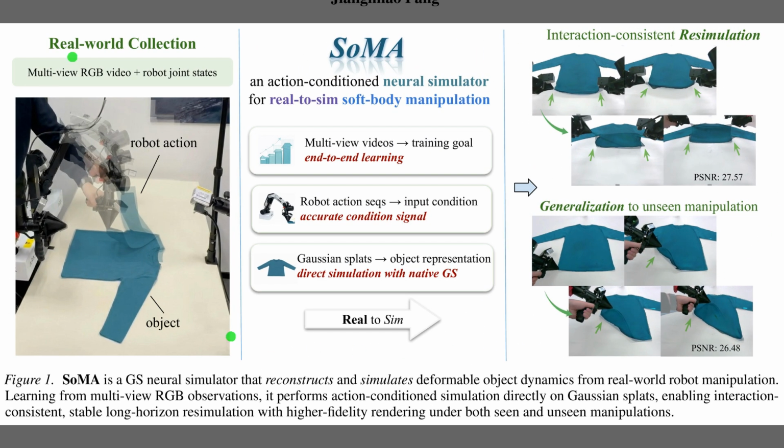On the left, the process begins with real-world data collection, capturing multi-view RGB video and robot joint states as an arm interacts with a deformable object, like this blue shirt. Then, the middle panel details the core SoMA framework, which uses these inputs to learn an action-conditioned simulator anchored on Gaussian splats. Finally, the results on the right are split into two parts. The top rows show interaction-consistent resimulation of the original task, while the bottom rows demonstrate the model's ability to generalize to unseen manipulations, maintaining high visual fidelity in both cases.